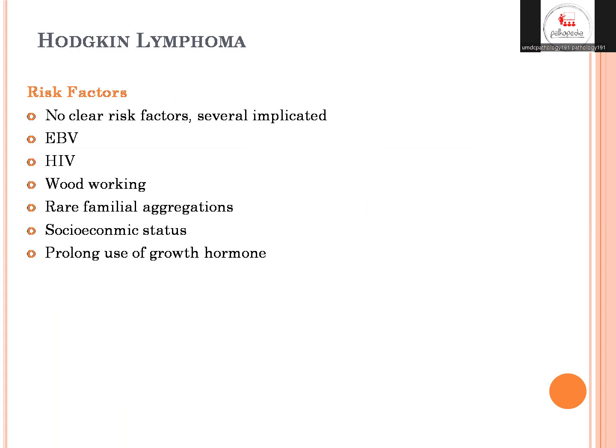These are the risk factors of Hodgkin lymphoma. There are no clear risk factors, and several indicated are Epstein-Barr virus, immunodeficiency virus, woodworking like carpenters, rare familial aggregation, socioeconomic status, and prolonged use of growth hormone.